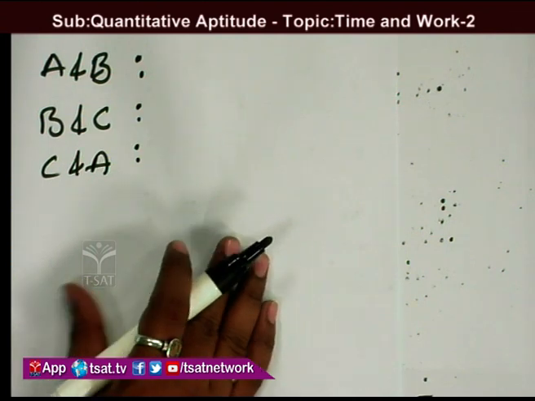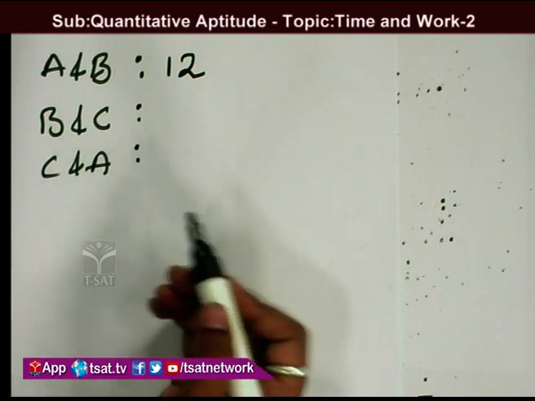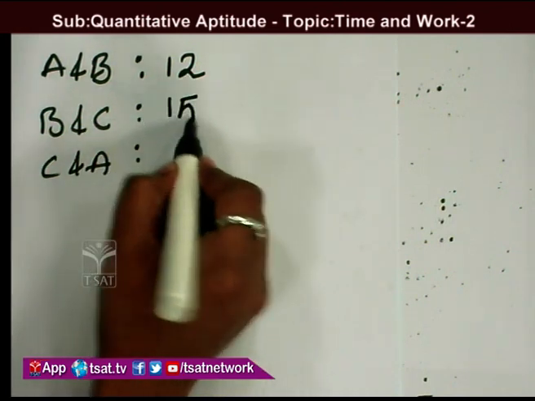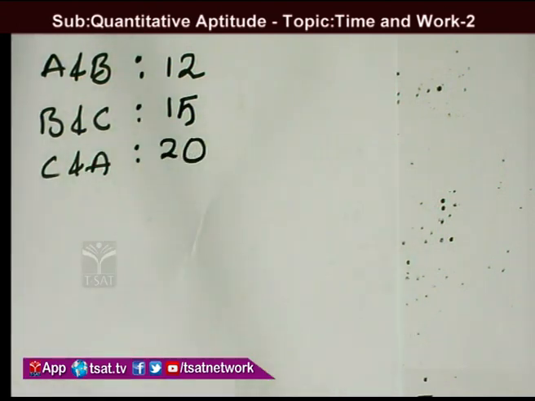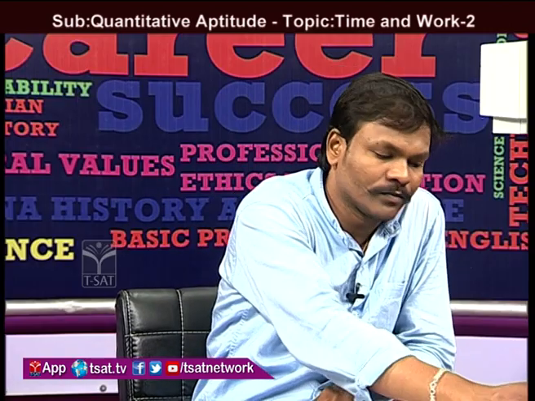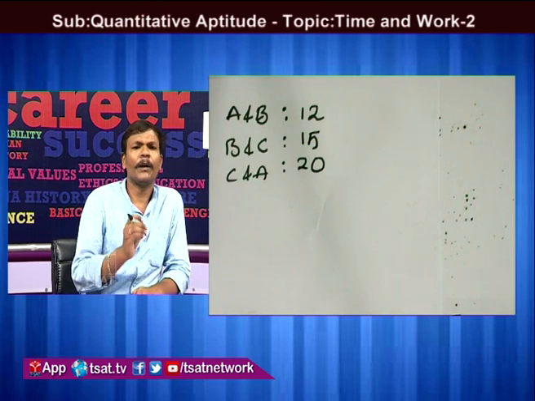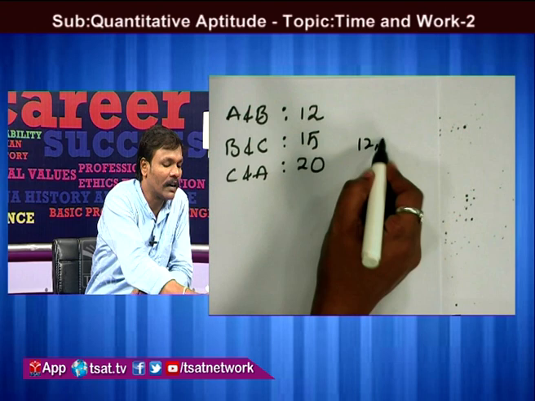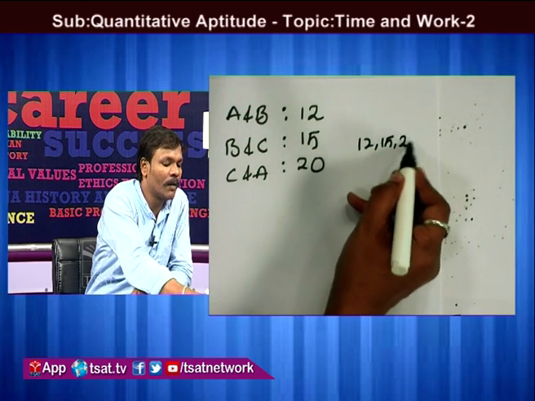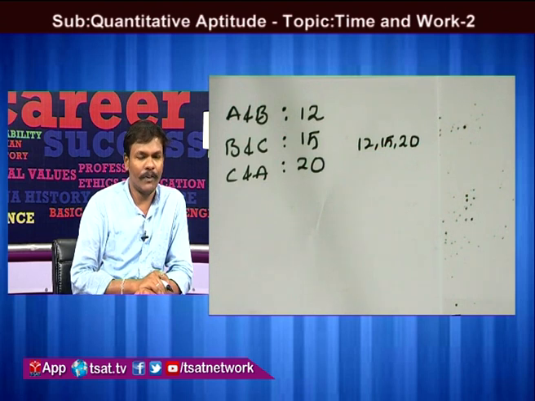From the question, A and B is 12 days, B and C is 15 days, C and A is 20 days. The question is, how many values do we have? 1, 2, 3 values. When we have 3 values, we are going to apply the LCM method. LCM method, 12 comma 15 comma 20. What is the LCM of 12, 15, 20?